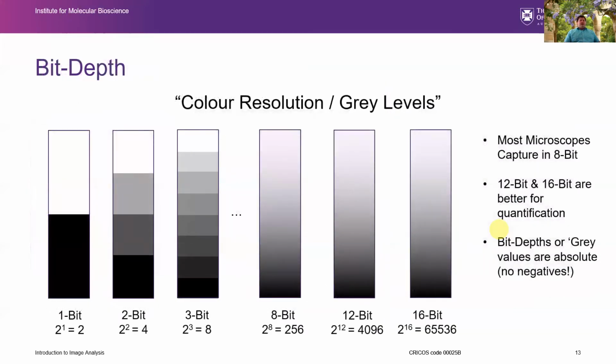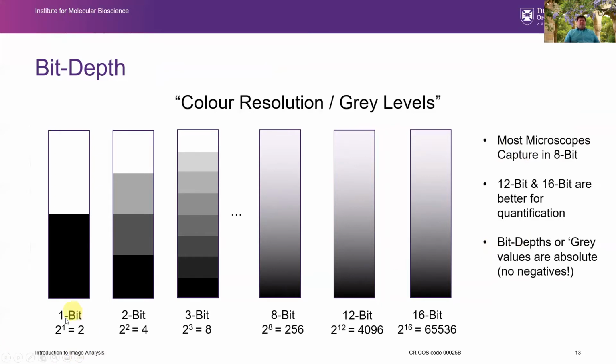When we talk about capturing our grayscale or monochromatic images, they have a bit depth. This is like a color resolution, or the gray levels of the image. Most of our systems will by default capture in at least 8-bit. There are higher methods at 12 and 16-bit, and these are better for quantification. One important thing to note about gray values or bit depths is that they have to be absolute. There can't be negative values.